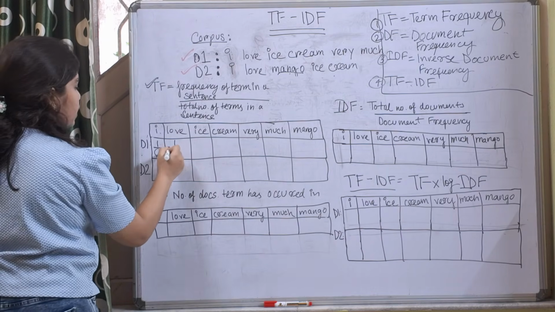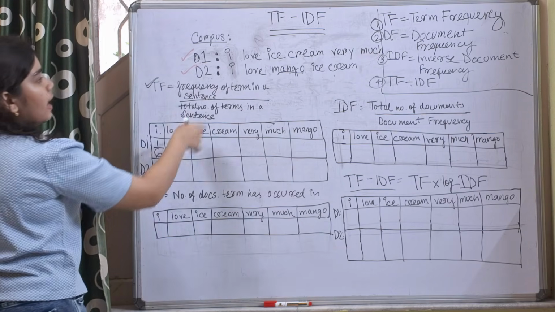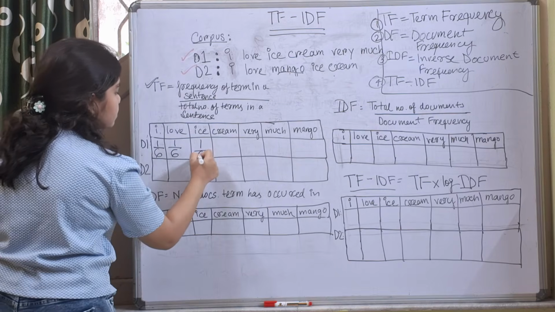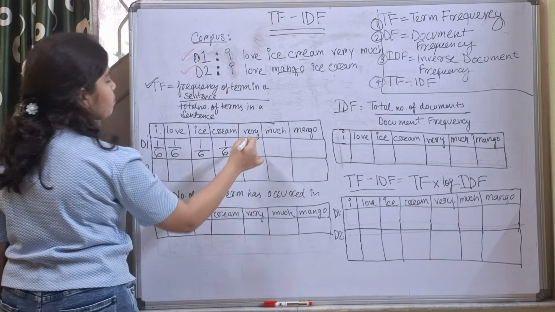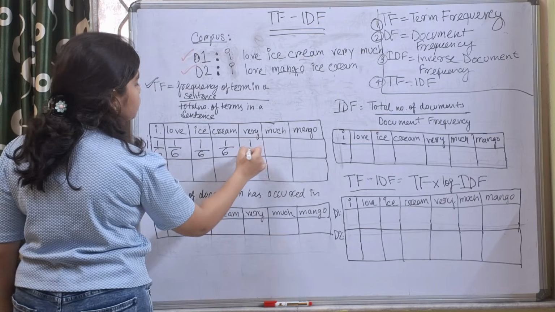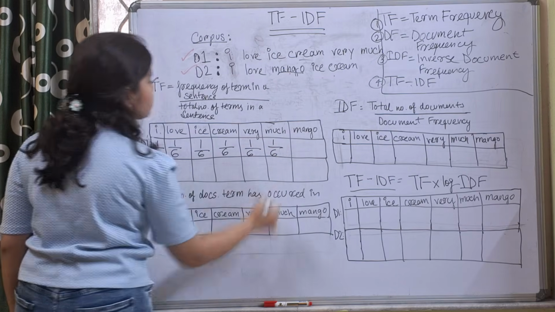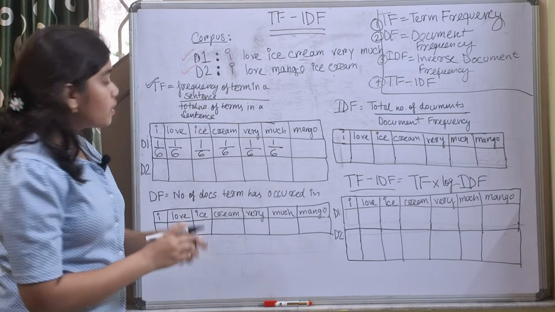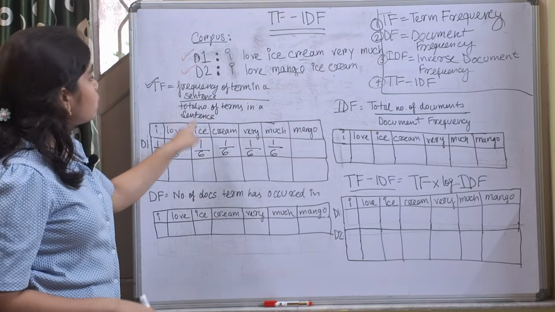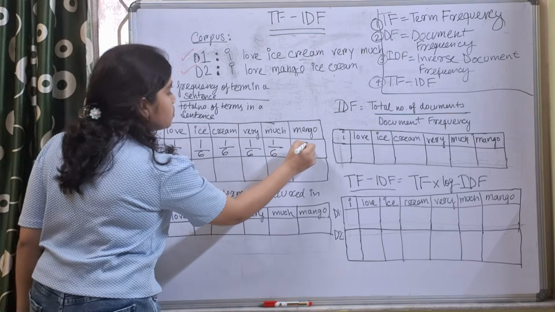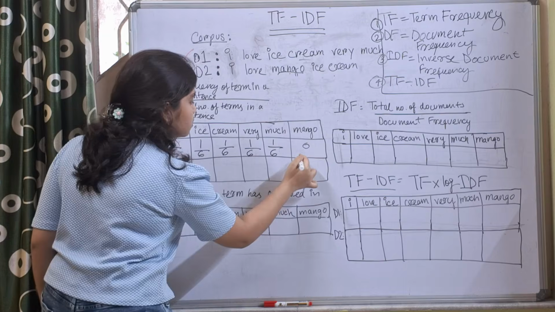So frequency is 1 in document 1, and total number of terms is 6, so 1 by 6. Ice also will be 1 by 6. Cream also occurs 1 time, so 1 by 6. Very also occurs 1 time, so 1 by 6. Much also occurs 1 time, 1 by 6. And mango does not occur in document 1, so the frequency of the term will be 0. 0 by 6 is 0, so let us just write 0.